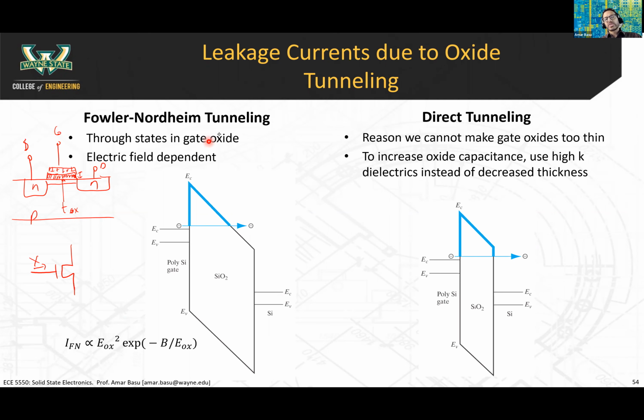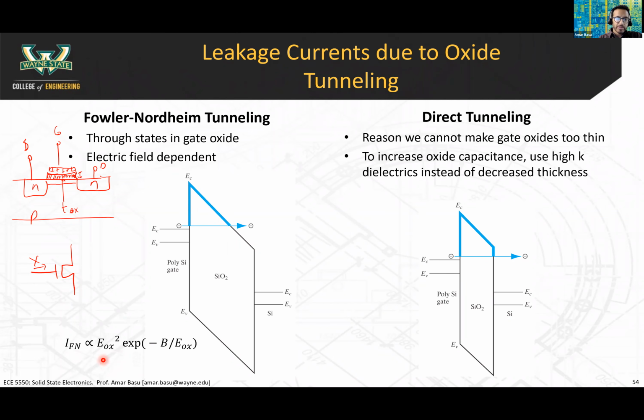I know we don't usually think of insulators having states, but if the electron can be pushed up into the conduction band up here in the oxide, this is the conduction band of the oxide, the electron can jump from state to state here and eventually go down this way into the substrate. So Fowler-Nordheim tunneling is electric field dependent because the slope of this is dependent on the electric field in the oxide. Remember, in a band diagram, the slope of the band diagram is related to the electric field.